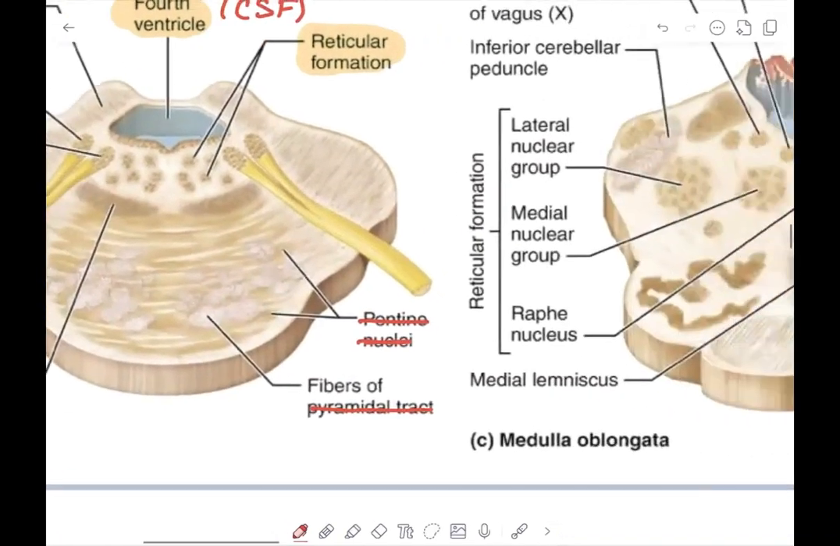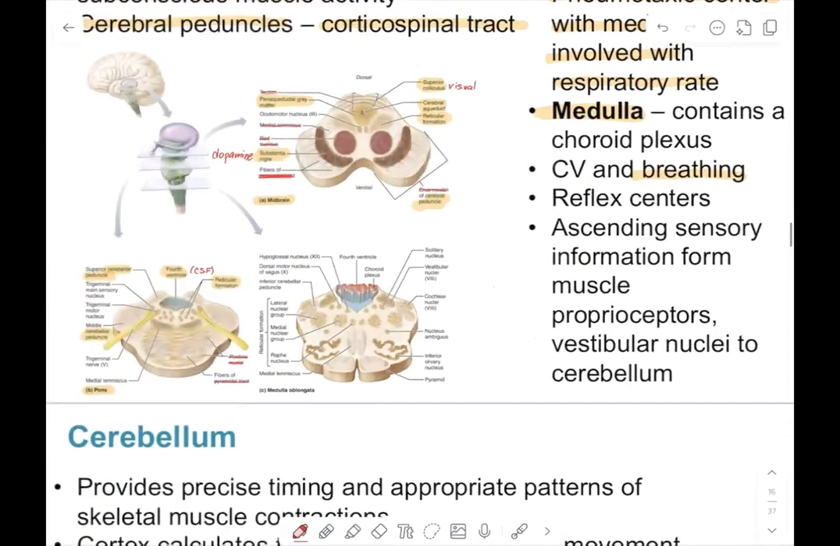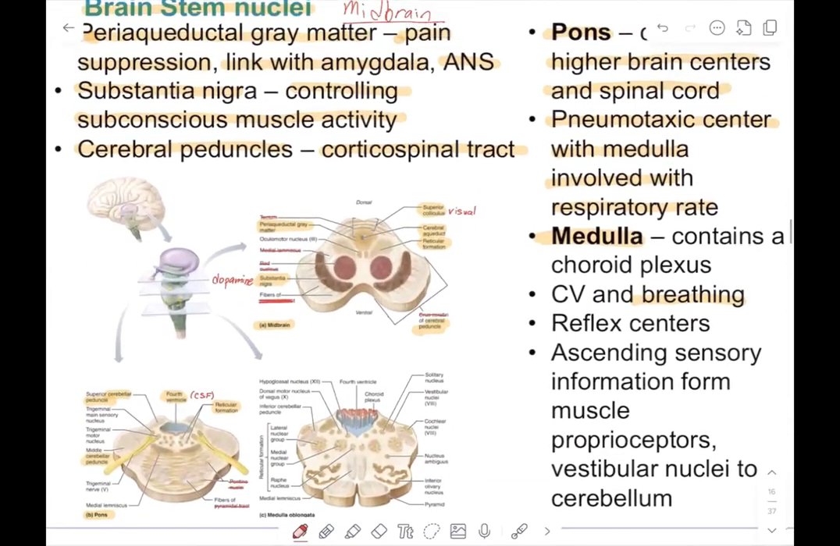The last part of this slide is going to be the medulla, and the medulla contains a choroid plexus, and it has cardiovascular control. This cardiovascular control adjusts the force and rate of heart contraction. It also has a vasomotor center, which adjusts blood vessel diameter for blood pressure. So it has reflex centers, which are super important.